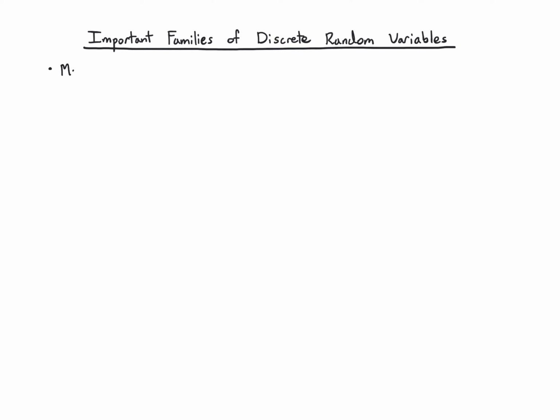We're going to introduce a few important families of discrete random variables, right? And the way to think about this is that many problems that we care about in engineering and beyond have the same underlying probability structure. So even though the description of the problem in words and the context might be quite different, the math underneath is exactly the same, right?